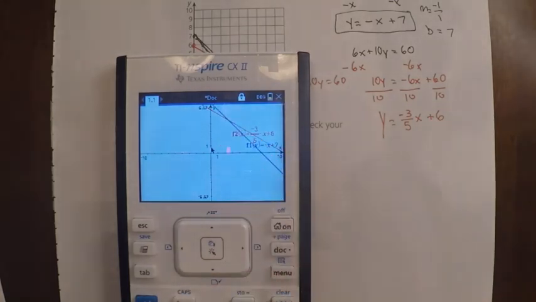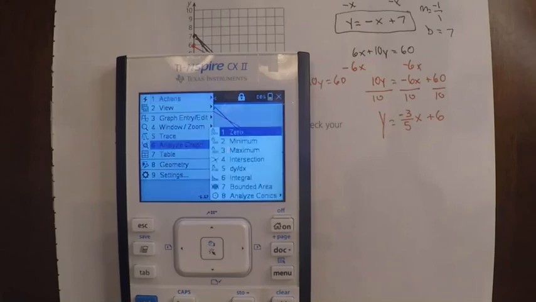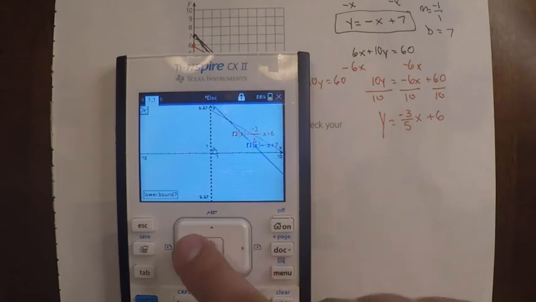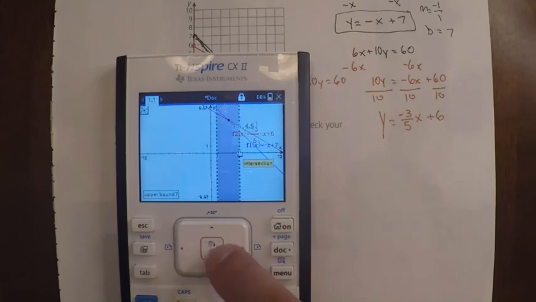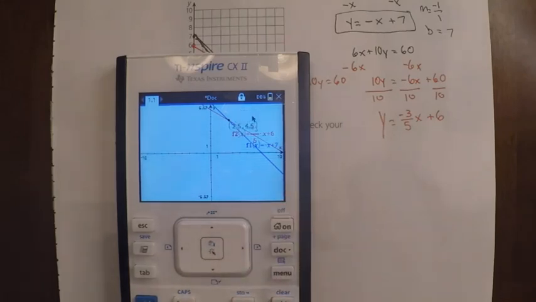We can see those two lines intersect. If we want to find that intersection, we hit menu. Then we want to analyze the graph, choice 6. We want to find the intersection. And then the lower bound is on this side of the intersection. We click. We want the intersection to be in the middle there. And we see that they showed us that the intersection was at 2.5 and 4.5. So our x value is 2.5, y value is 4.5.